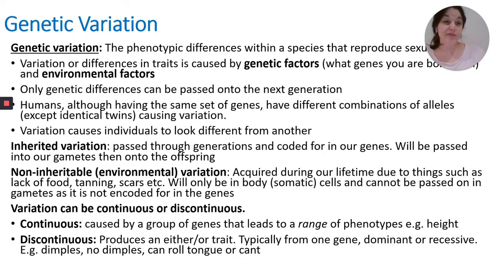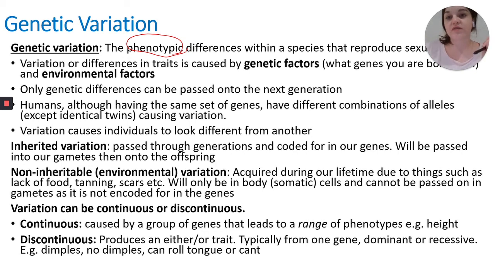So the definition, because as we know now, definitions are super important and you should be getting all these definitions down. So variation is the phenotypic differences within a species that reproduce sexually. So in a species that reproduce sexually, i.e. combines genetic information from two parents to make a unique individual, provides individuals that look different from each other. So phenotypically means they look different from each other.